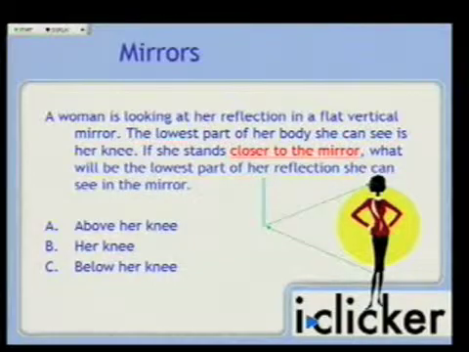And what I want you to think about, what's going to happen when she steps closer to the mirror, is she going to be able to see just above her knees now, not even her knees? Will she see exactly at her knees? Did it not make any difference? Or will she be able to see lower, below her knees, you know, getting closer to her shoes?